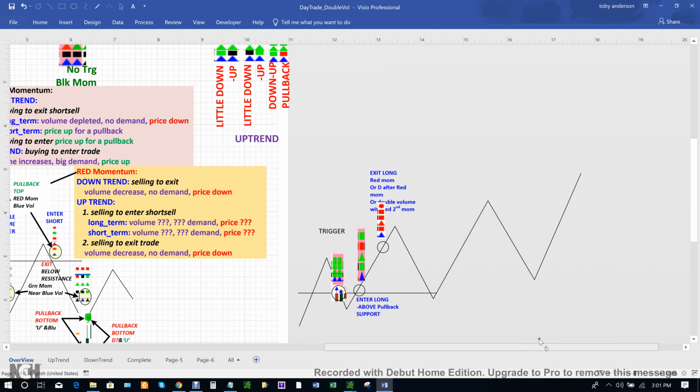For an uptrend, it's a little bit different. Again, you'll see your two double volumes as your trigger, and then you'll see some combination of green green, or green black, or black green. You might even see a green red.